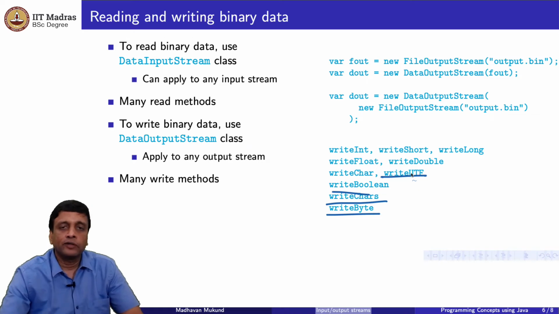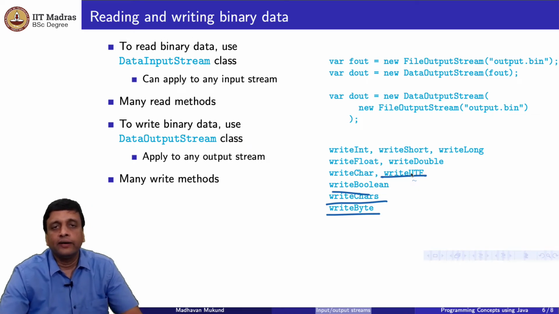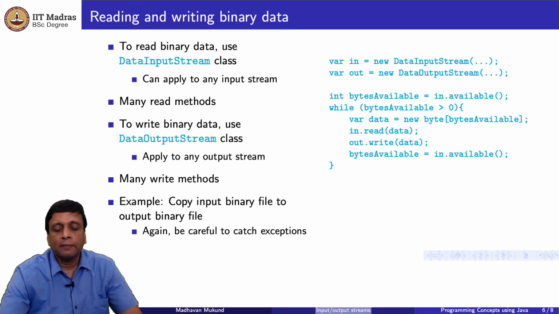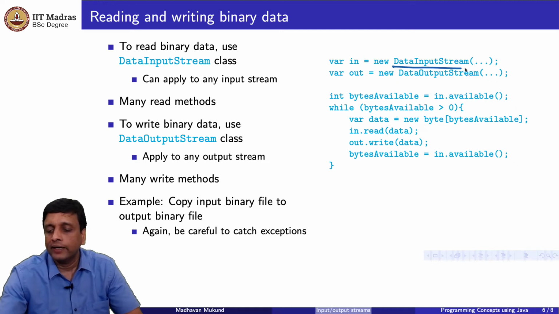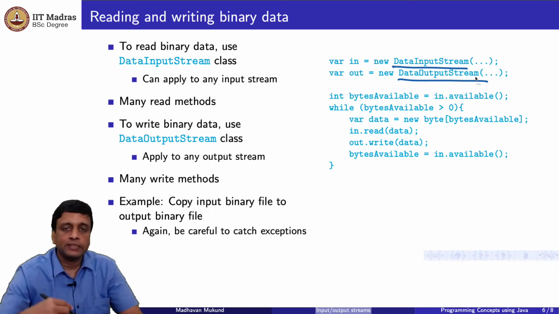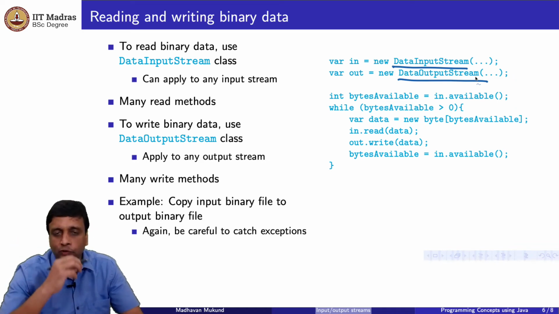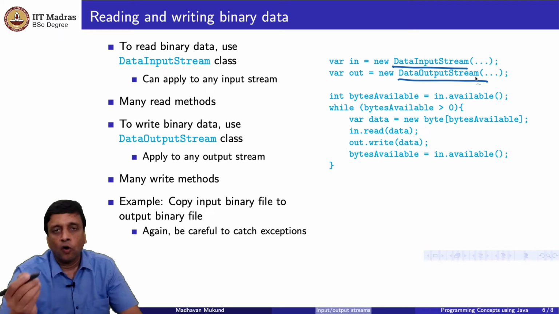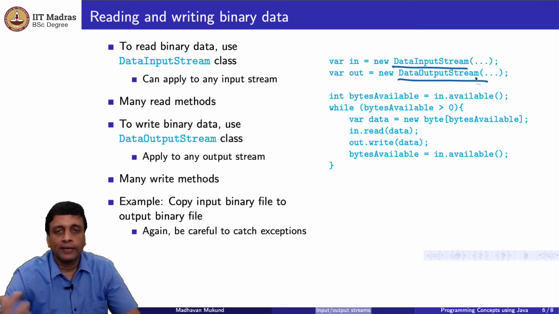Just like we wrote a small loop to read an input text file and write it to an output text file, you can do the same thing to copy a binary file. Again, you would wrap a data input stream around a file input stream, and a data output stream around a file output stream, so you set up this in and out. Now we go back to the raw byte input we mentioned earlier. Here we are just copying, so we don't want to interpret. We don't care what it is. We just read a byte, write a byte.